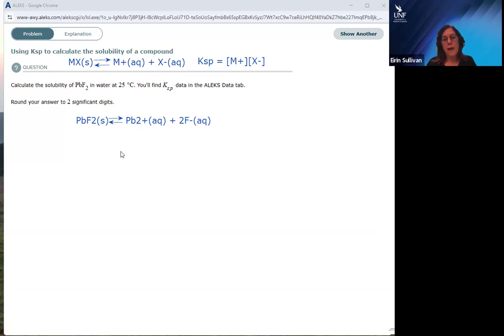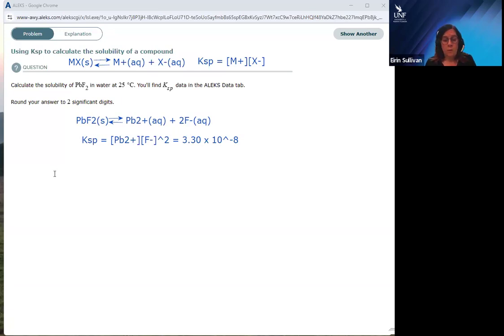So then if I was to write my Ksp expression for this, my Ksp expression is just going to be the concentration of Pb2+ at equilibrium times the concentration of the fluoride ion at equilibrium, but that from stoichiometry will be raised to the power of 2. So watch out for that. So you will have to look up the Ksp value in your ALEKS data table for the particular ionic compound you're asked about. In this case, for lead-2 fluoride, that should be 3.30 times 10 to the power of -8. So it's a pretty small equilibrium constant that's telling us that the lead-2 fluoride is sparingly soluble. Okay, so the equilibrium does not go very far to the right.